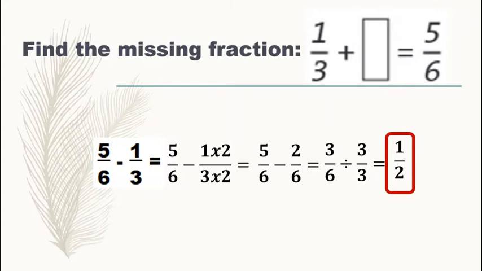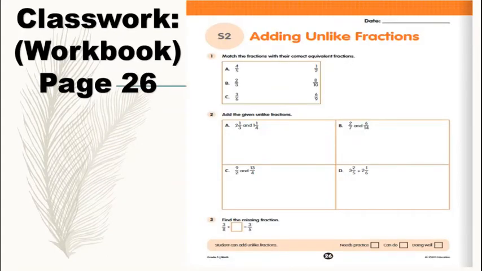So now that you know how to find the missing number, the sum of the added unlike fractions, I want you to work on your classwork activity for this day on page 26. Sheet work number 2, adding unlike fractions. Again, work on your page 26, sheet work number 2, adding unlike fractions. So that would be all for today.